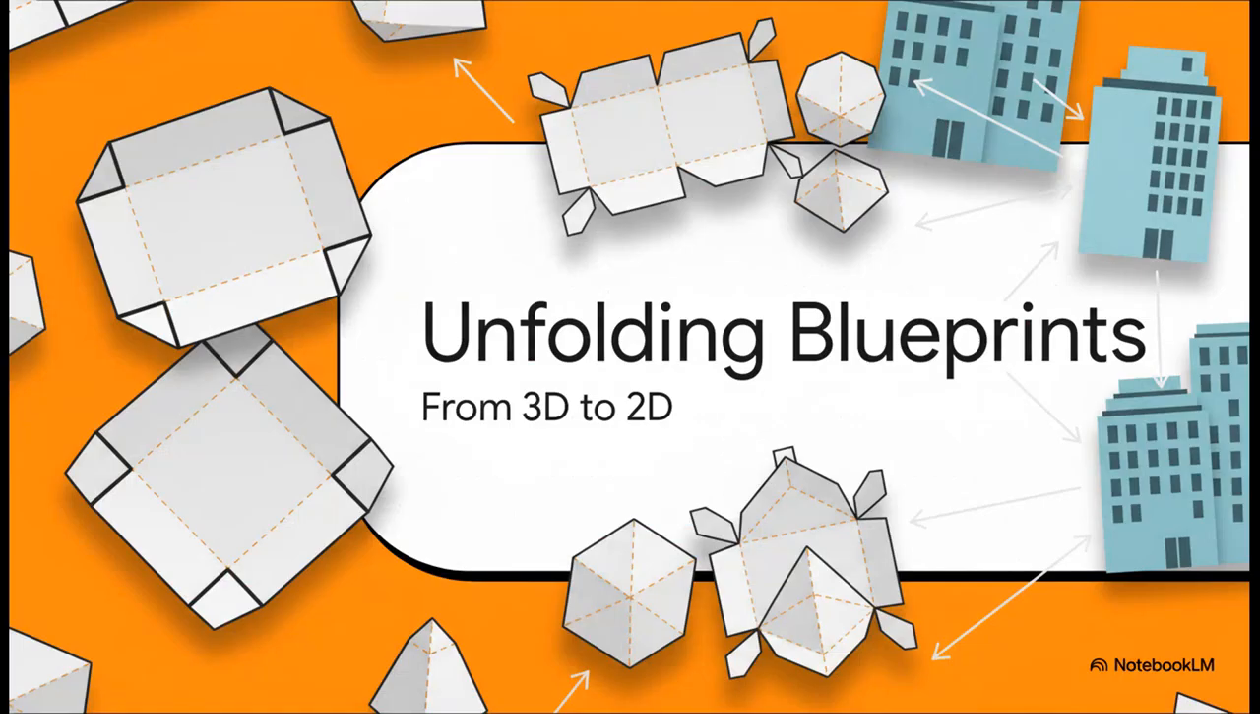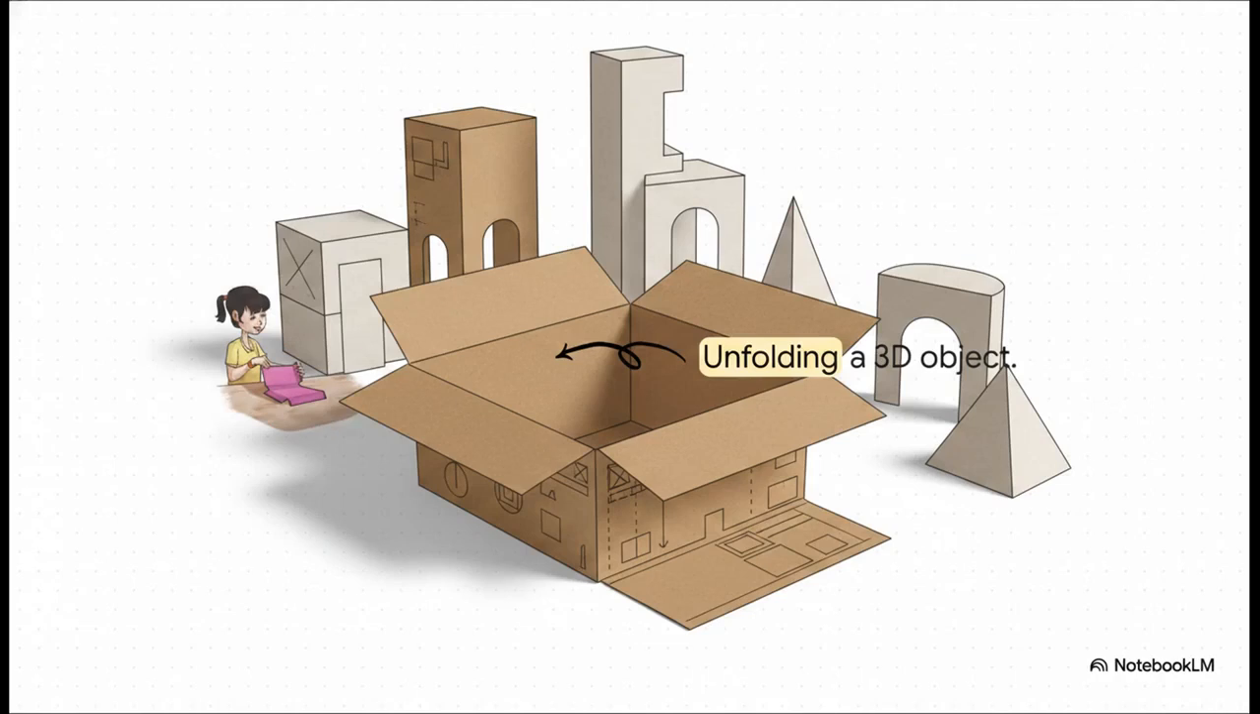Okay, part 3, unfolding the blueprints. To truly understand a 3D building, or really any 3D shape, we first have to figure out how to flatten it out into 2D. Imagine taking a building, or to make it easier, a simple cardboard box, and carefully peeling it apart right along its edges. You're basically unfolding the 3D object to see the completely flat surfaces underneath.